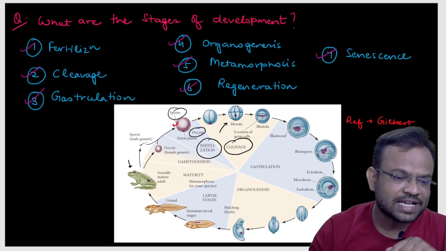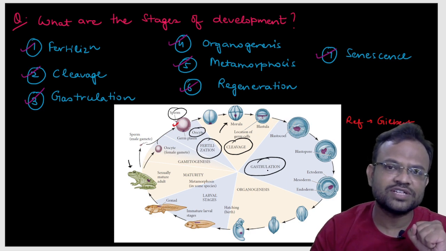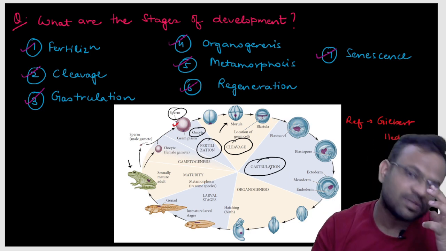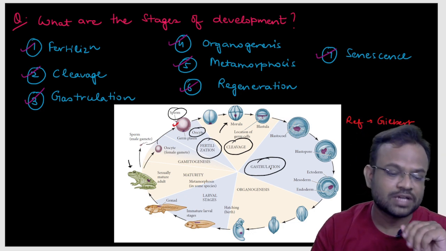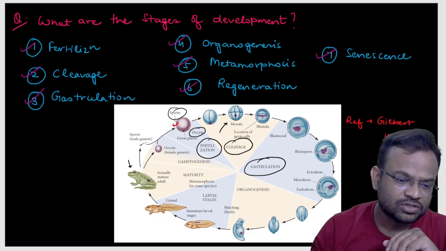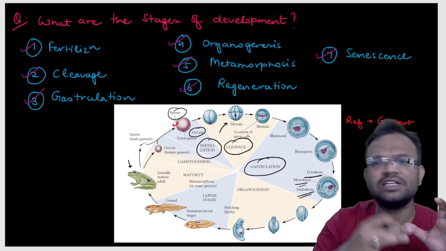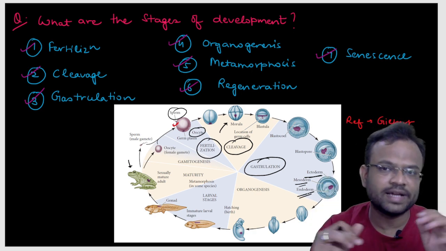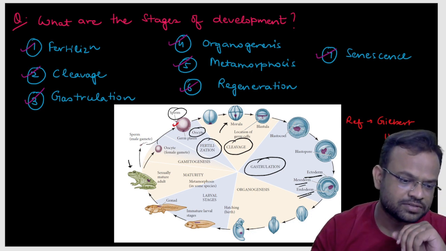After cleavage, gastrulation basically happens. This is the gastrulation stage. What happens in the gastrulation stage? Different layers in the body are formed. For example, ectoderm, mesoderm, endoderm. These are the three layers that are formed: ecto, meso and endoderm. This layering happens in the gastrulation stage.